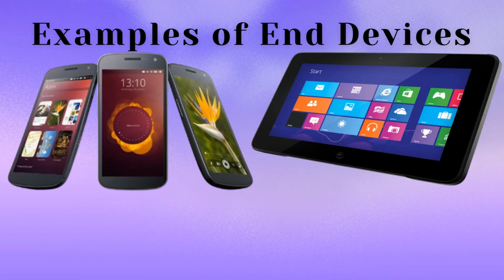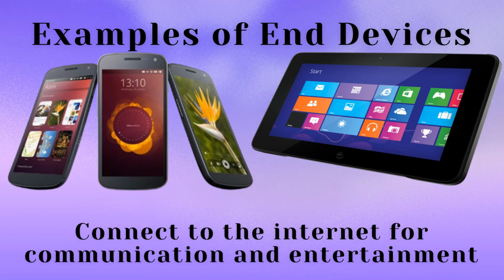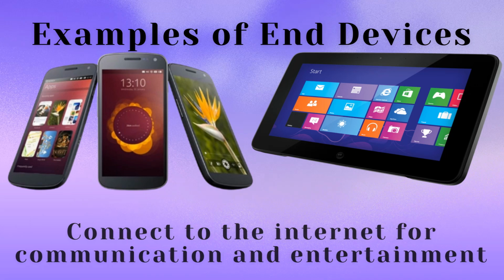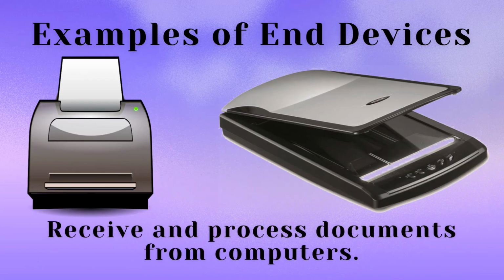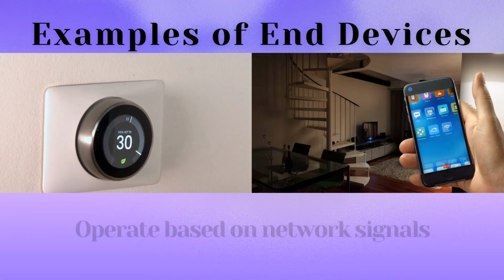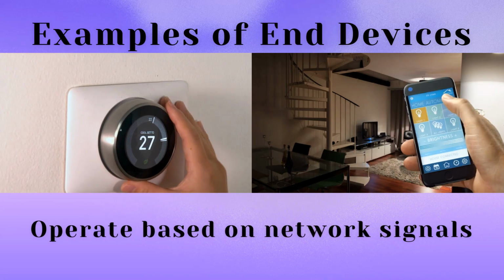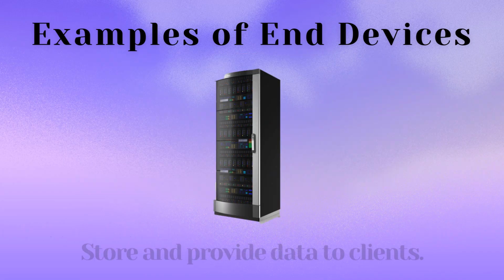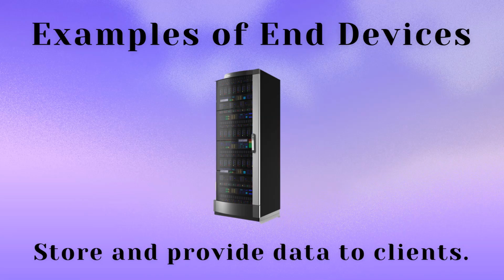Smartphones and tablets connect to the internet for communication and entertainment. Printers and scanners receive and process documents from computers. IoT devices like smart thermostats and smart lights operate based on network signals. Servers store and provide data to clients.